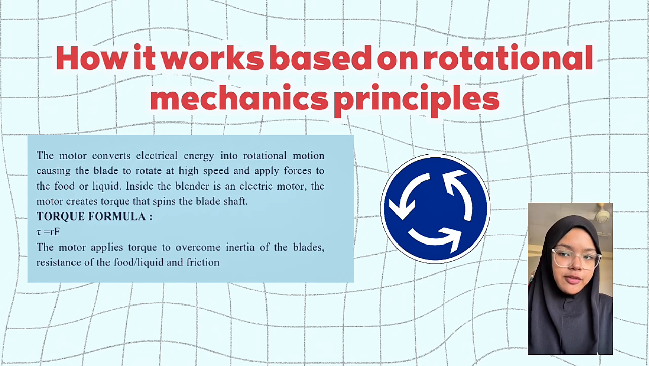The motor converts electrical energy into rotational motion, causing the blade to rotate at high speed and apply forces to the food or liquid. Inside the blender in an electric motor, the motor creates torque that spins the blade shaft. Torque formula is torque equals R times F. The motor applies torque to overcome inertia of the blades, resistance of the food or liquids, and friction.